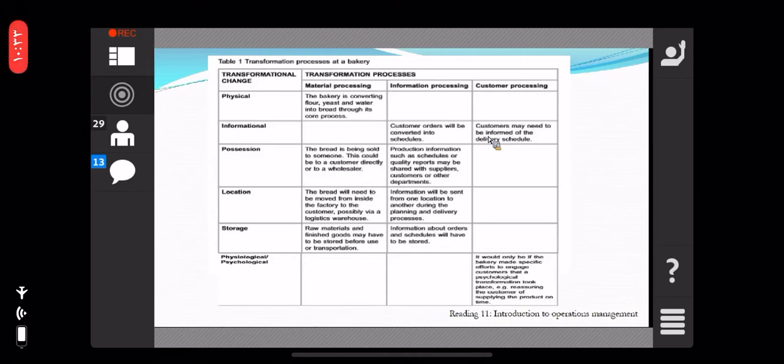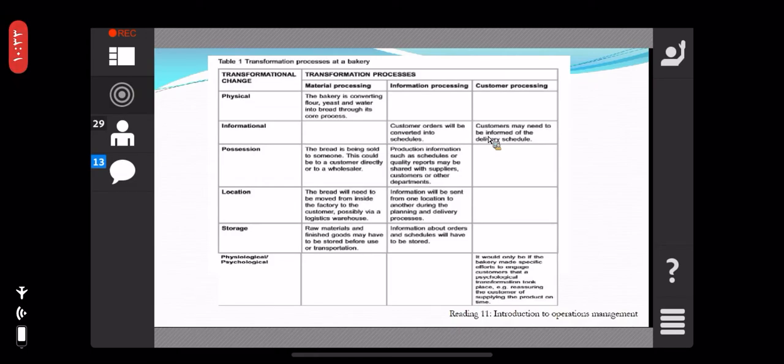Now, customer processing, the next step after this. Any customers may need to be informed of the delivery schedule. We have an empty slot, 3 o'clock, 5 o'clock, 7 o'clock. Which slot do you want? Customers may need to be informed of the delivery schedule.